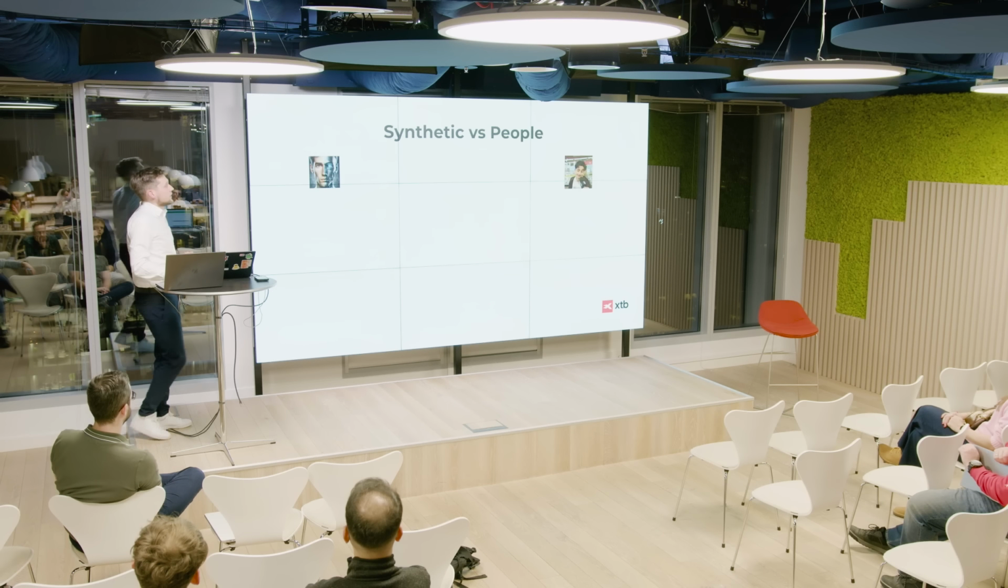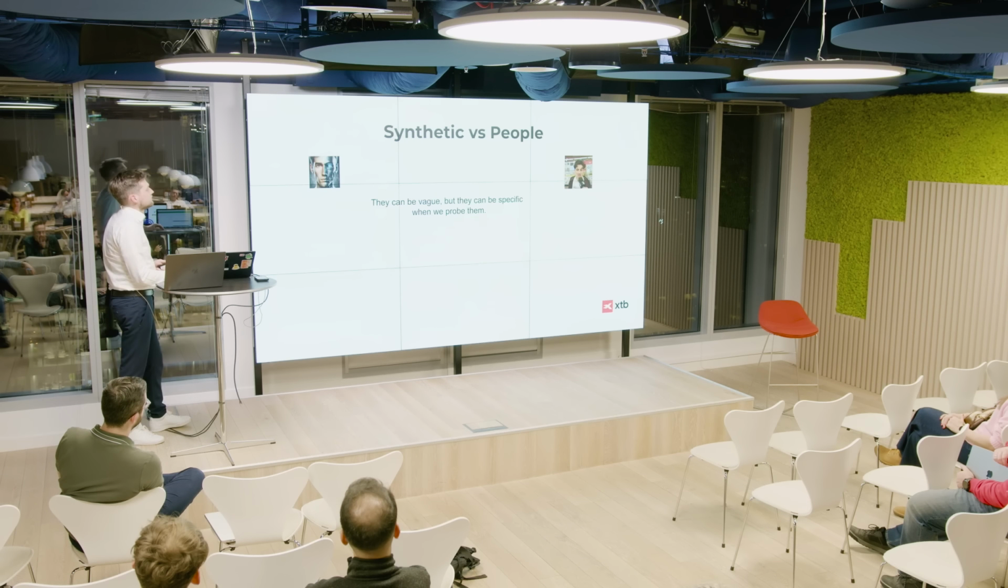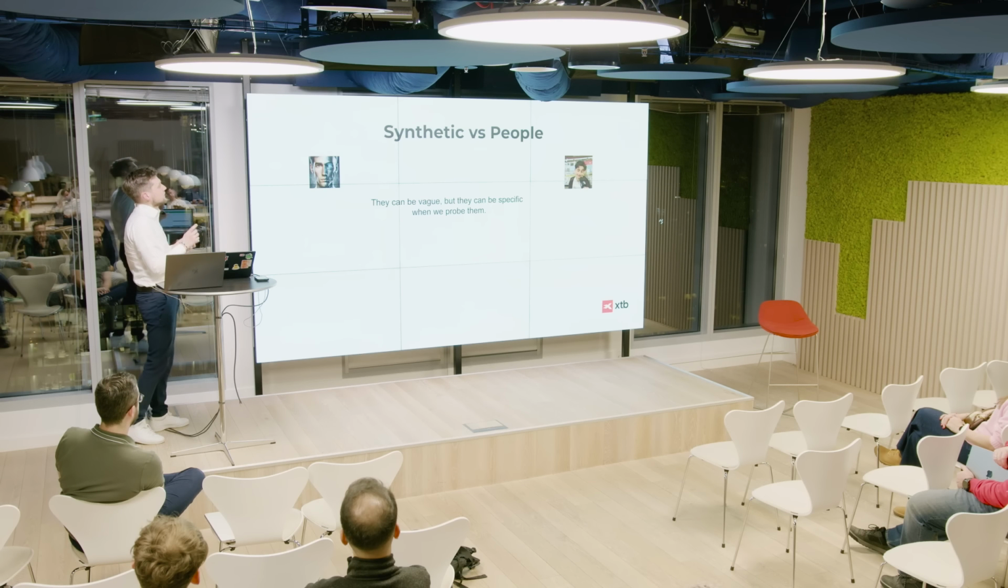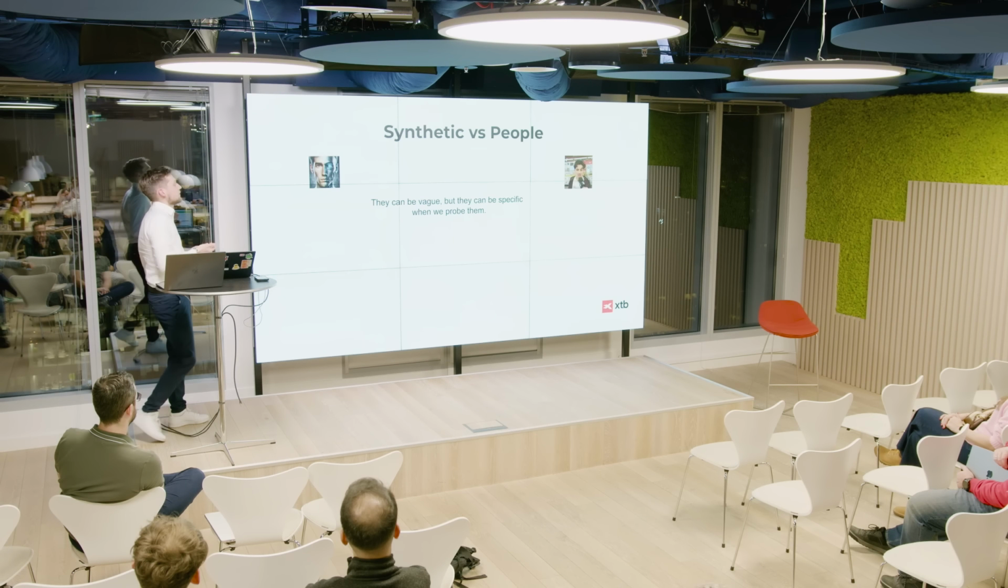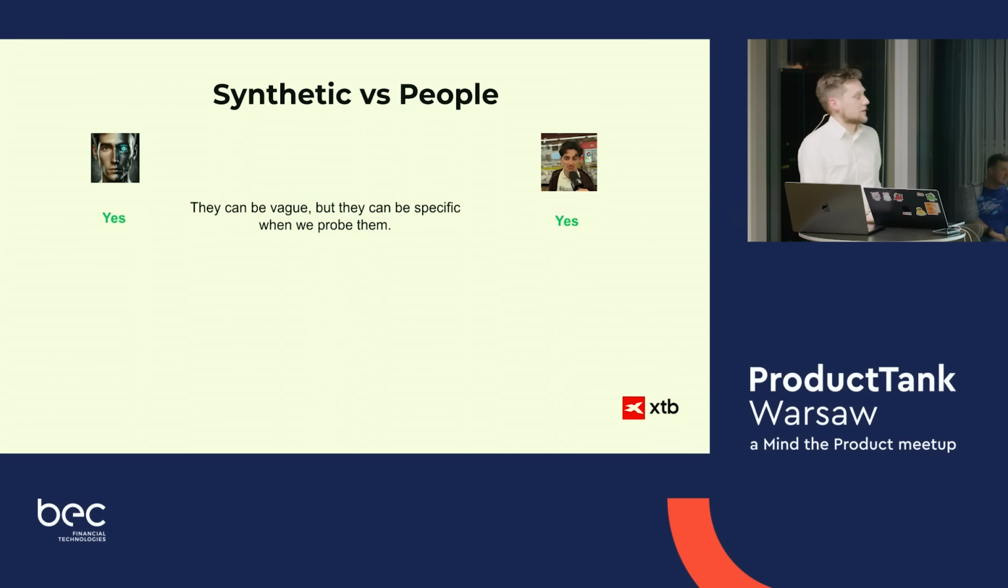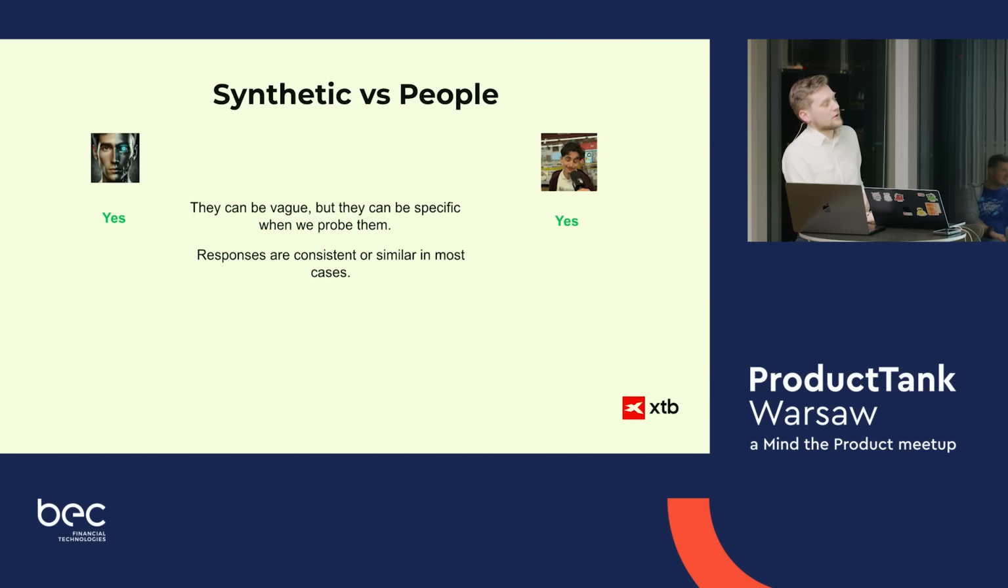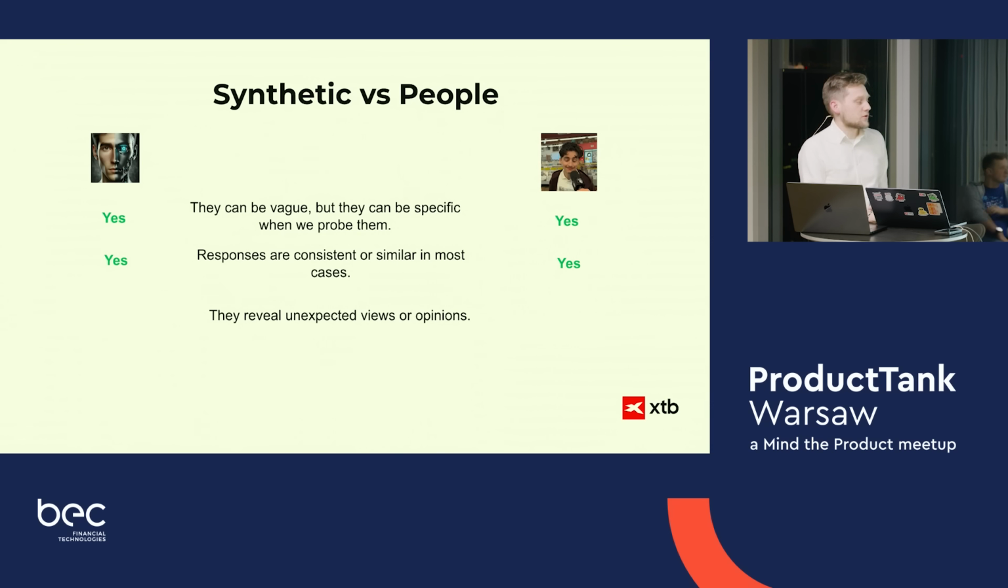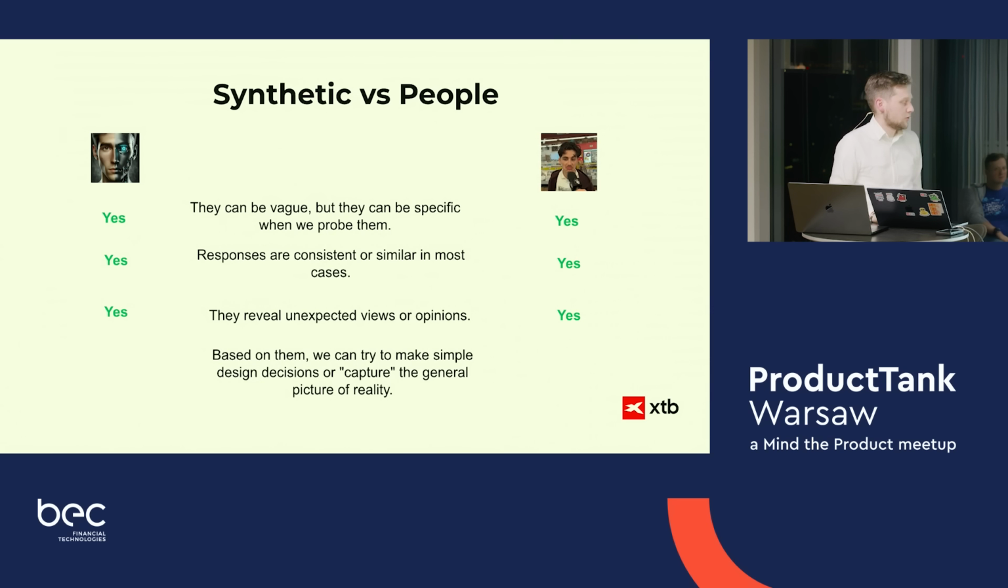Okay, guys, so let's sum up. Here are some statements. Can we compare synthetic and people? They can be vague, but they can be specific when we probe them. I think double yes. Both people and synthetic personas can do it. Responses are consistent or similar in most cases. I think yes. They reveal unexpected views or opinions. Sometimes both synthetic segments and obviously people do it. But based on them, can we try to make simple design decisions or capture the general picture of reality? I think yes.